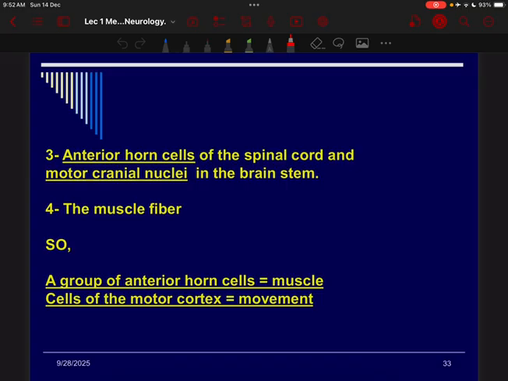Also, the order is sent to the anterior horn cell. Also, it will send to certain motor cranial nuclei. So, in conclusion, a group of anterior horn cells correspond to a muscle.